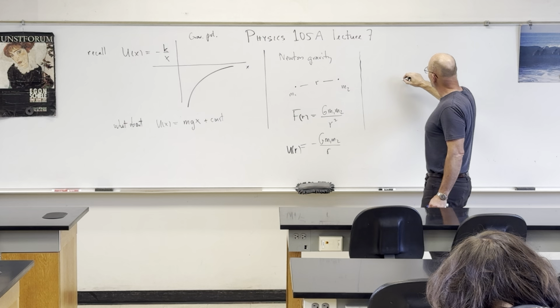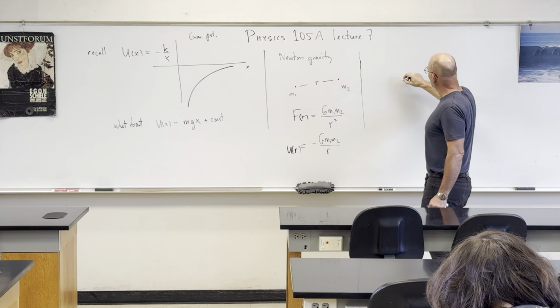What about U of x equals mgx, which is what we have when we're near the surface of Earth? Anybody know how to reconcile those two? They look very different, but there is a nice reconciliation of them.